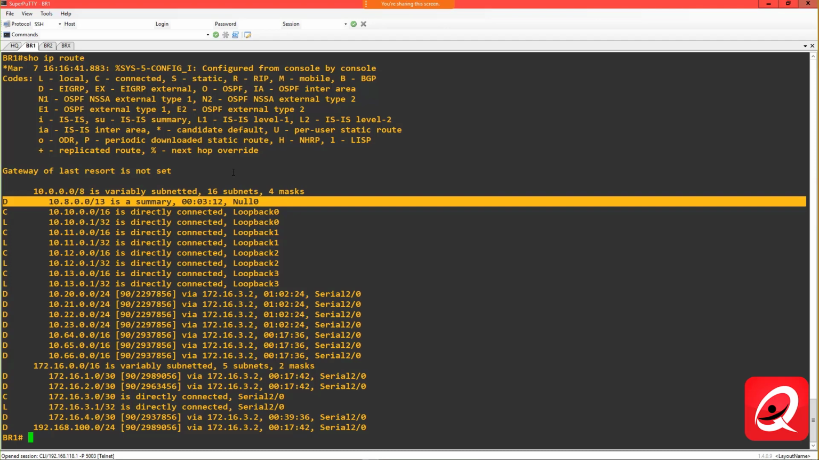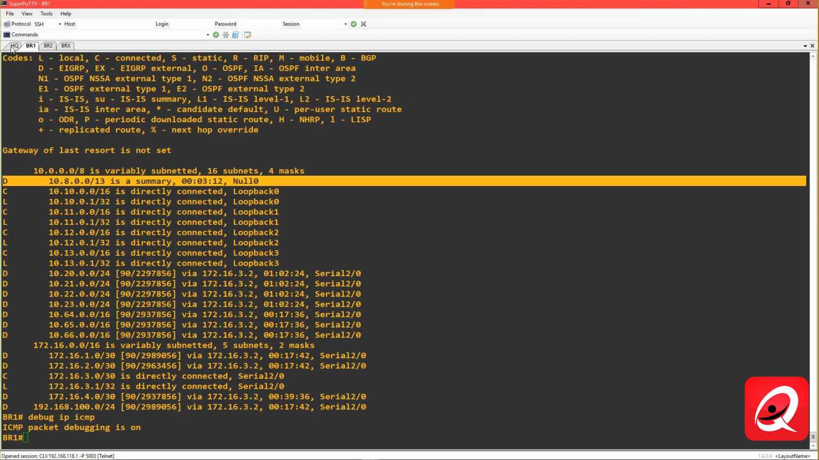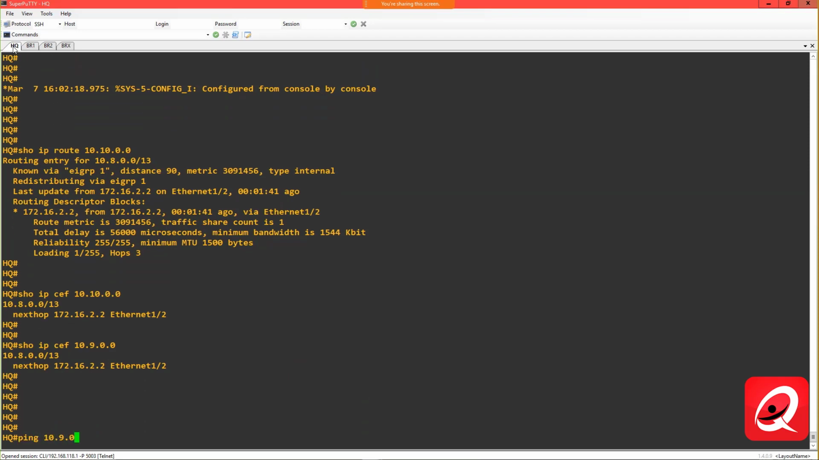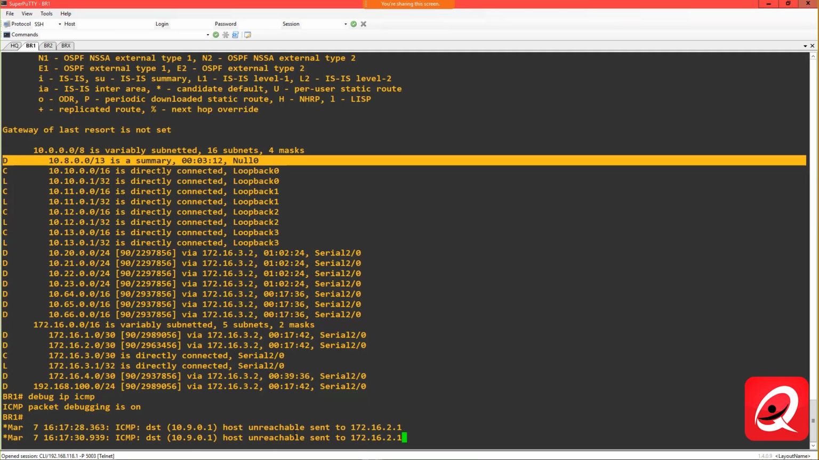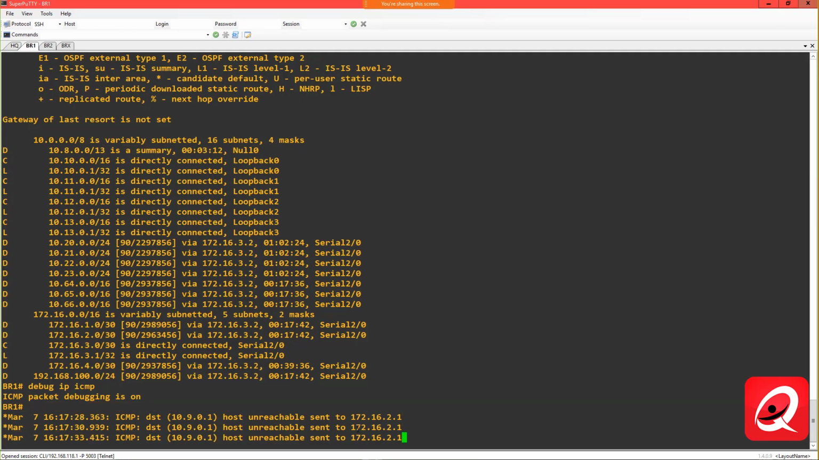So if somebody in HQ, let me do a debug ICMP. All right, and I do a ping to 10.9.0.1, for example. Of course, it's going to be unreachable, but the ping is reaching BR1 because it's part of that summary. That's really kind of the only downside to summarization, is that you could potentially be advertising networks that don't exist, which means routers are going to think that they can route to those destinations even though they can't. All right.